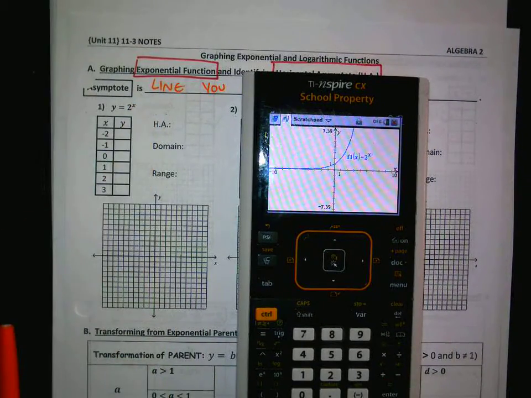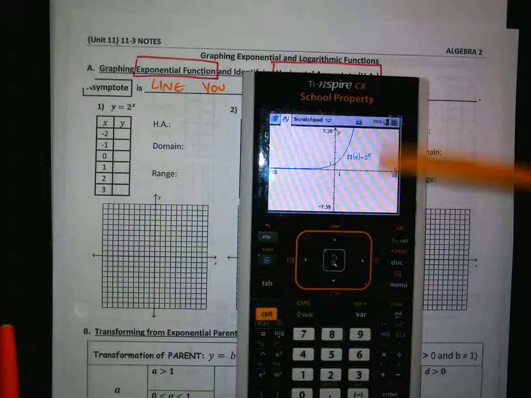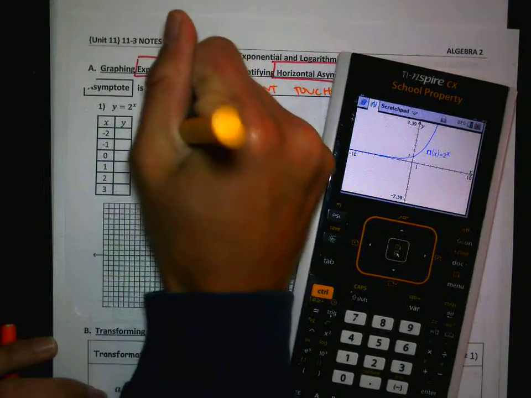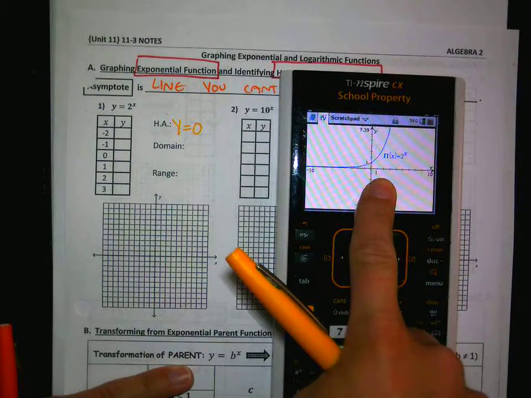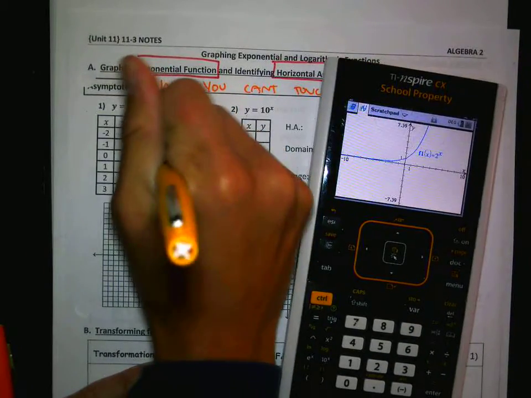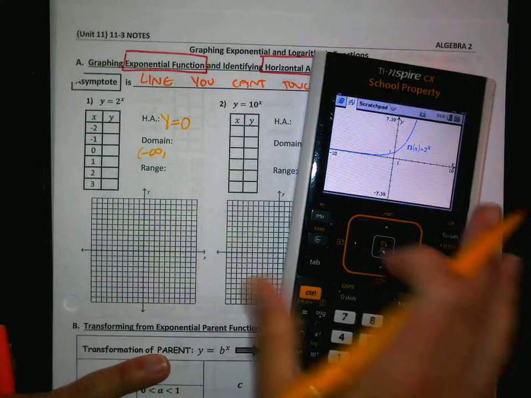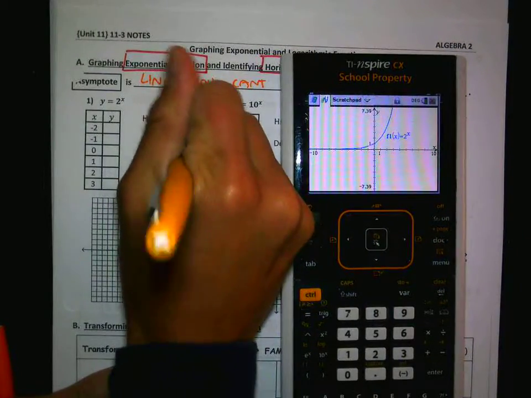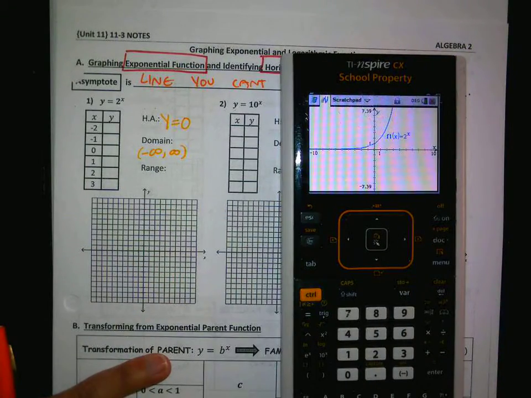So then I get a graph that looks like this. Looking at this graph, where is your horizontal asymptote? At 0. So your horizontal asymptote is at y equals 0. For the domain, how far left are you going? Forever. And how far right are you going? Infinity. There is no boundary to the right, so you are going forever to the right.